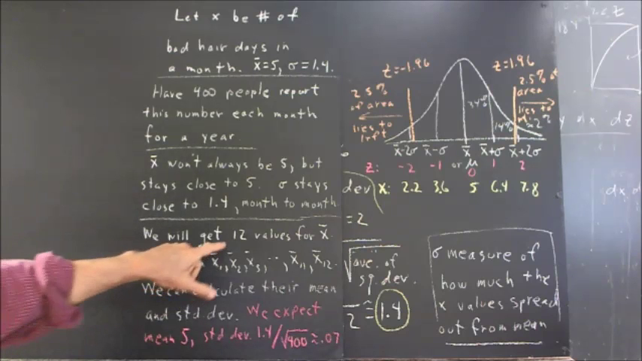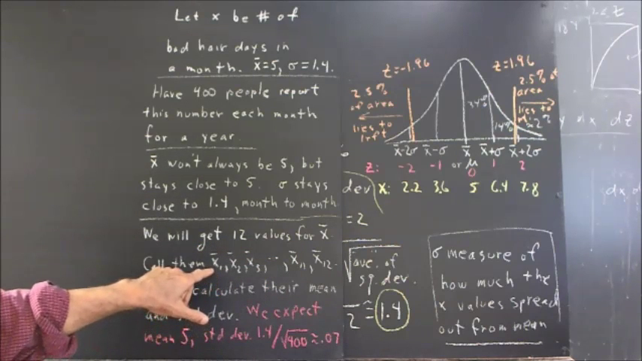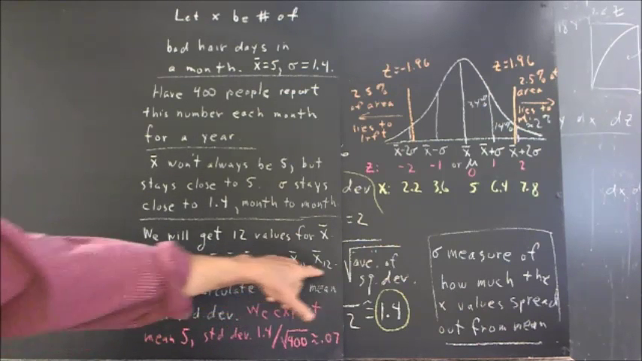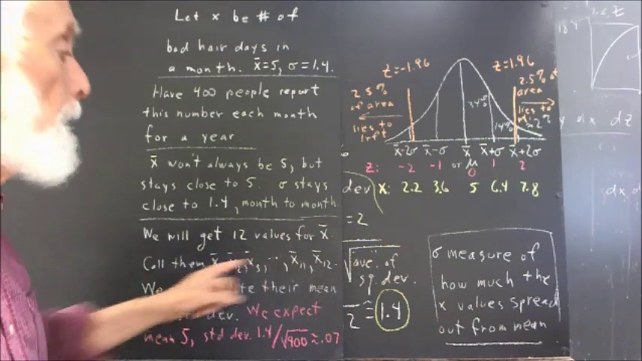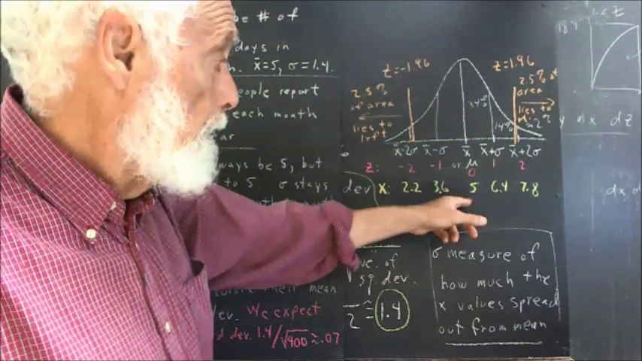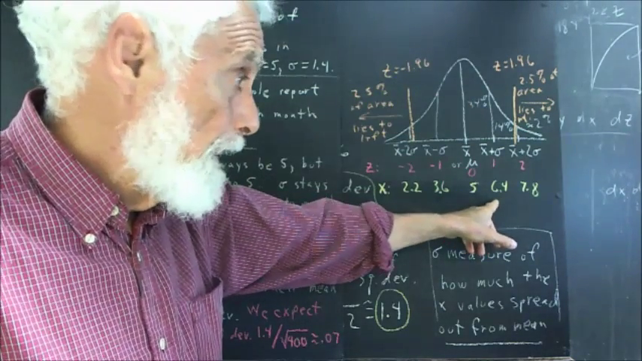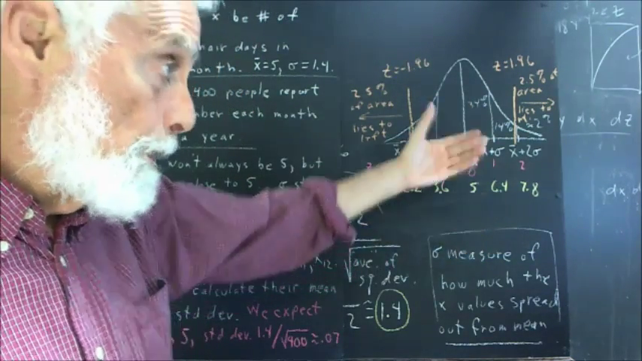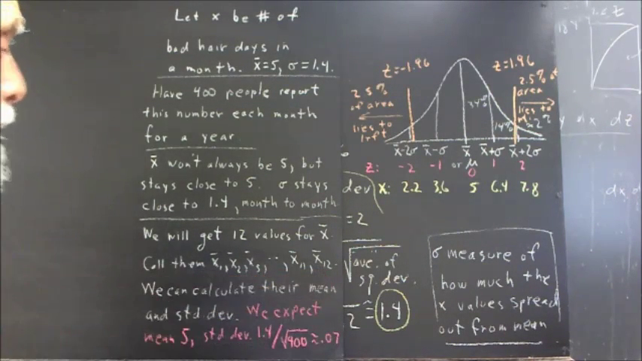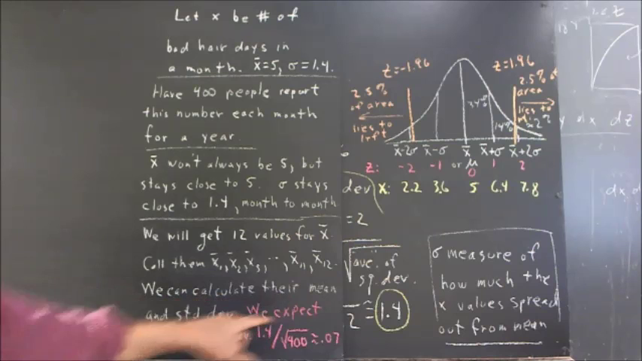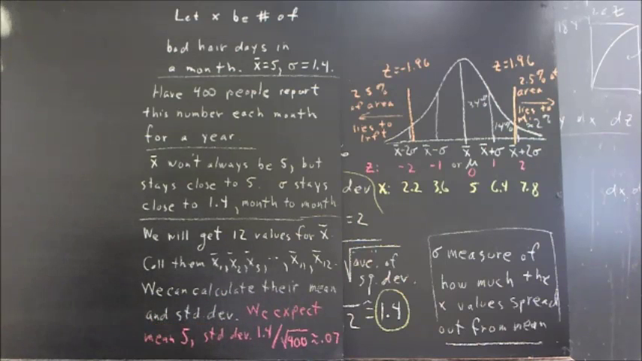Okay, so we're going to get 12 values, call those values x1 bar, x2 bar, up through x12 bar. So we got 12 numbers here. Each number represents an average, just like the 5 here. Sometimes it might be 5.1, sometimes it might be 4.8, and so forth. Anyhow, we take those 12 numbers, and we can calculate their mean and standard deviation. And we expect the mean is going to be pretty close to 5.